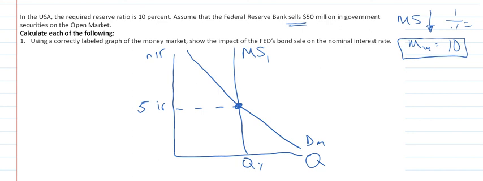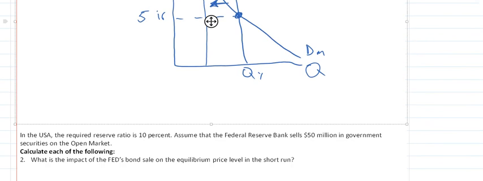So using a correctly labeled graph of the money market, show the impact of the Fed's bond sale. Well, we don't know exactly what would happen, but we know that the money supply is going to decrease. So we're going to show that decrease. And we're going to have our money supply too. I should have gotten a different color. Oh, well, it's too late now. And we know that our interest rate is going to increase. And we'll just say, 7%. Okay? And that's basically all you have to do on that one.